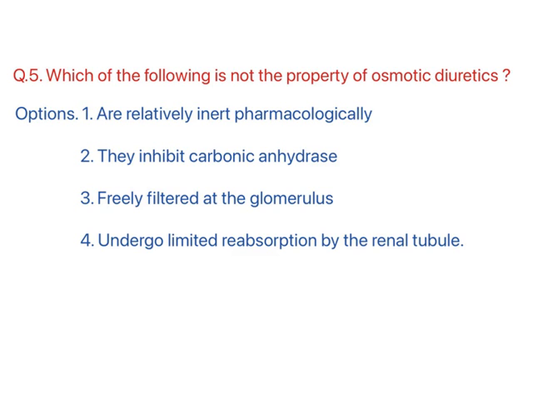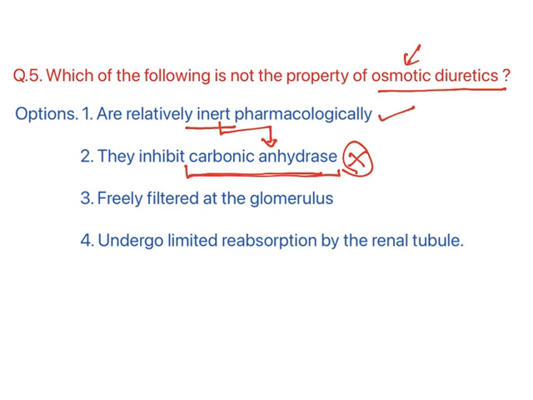Now, next one, which of the following is not a property of osmotic diuretics? You know, osmotic diuretics, they do not bind with any receptor, they just show their action because of osmotic property. They are relatively inert pharmacologically. True, they do not have any pharmacological action. They inhibit carbonic anhydrase. No. See, what does this statement say? They are inert. Inert means they should not have any pharmacological action. And this option says it has activity, and this is not true.